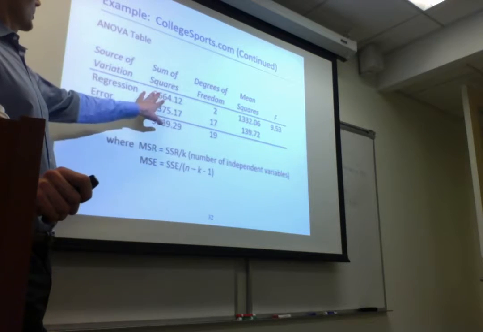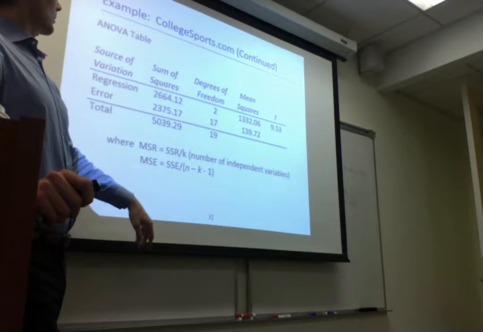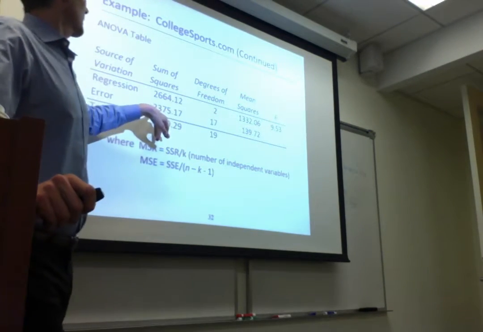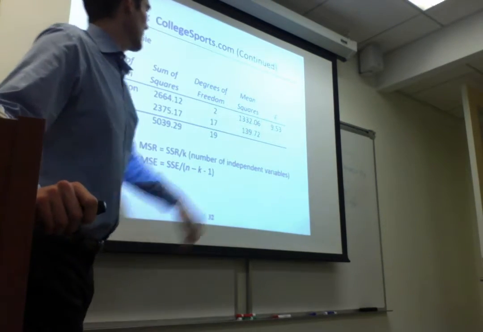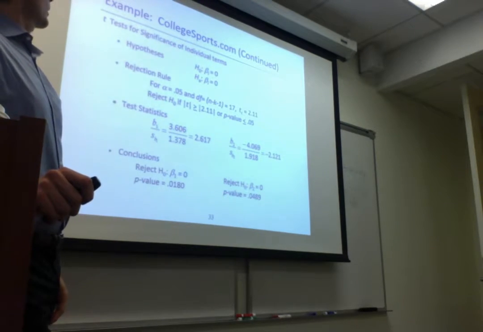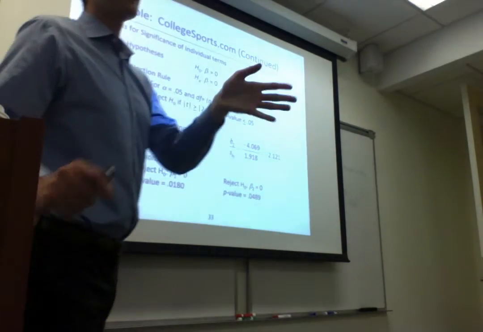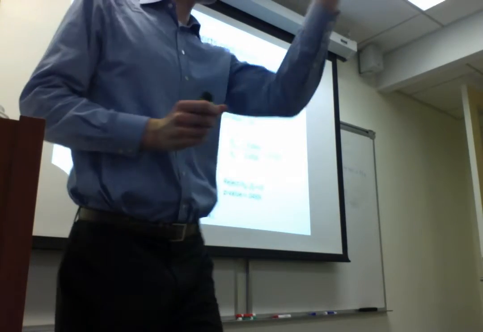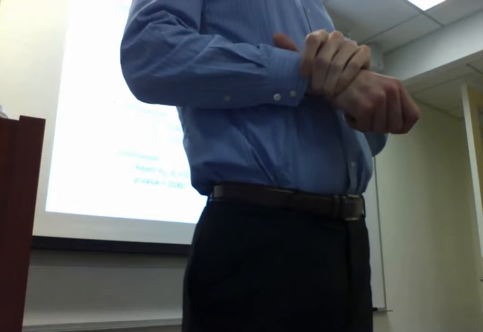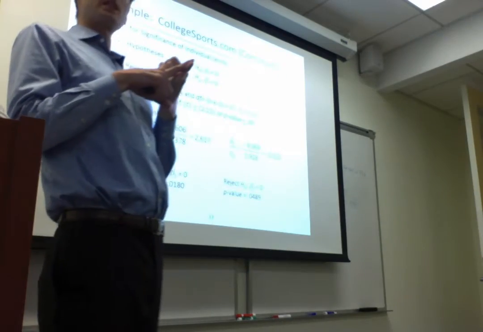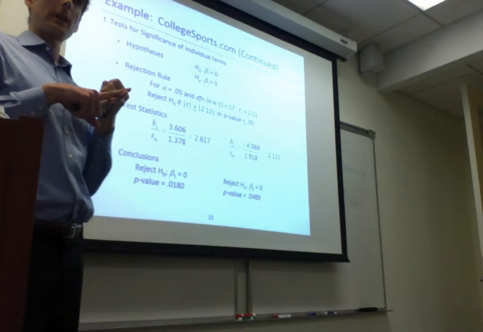Okay, so this is just those numbers categorized. SSR divided by 2 equals mean sum of squares. SSE divided by 17 equals that. Not only do we want to test the whole regression equation, but we want to test the two independent variables, the field goal percentage and the turnovers per game.